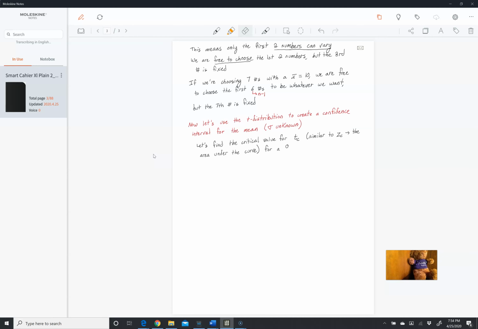So for a 95% confidence level, for a z-score, you needed to know the confidence level too, right? In order to figure out the area under the curve for the z-score, we needed to know the confidence level, because the confidence level is the area under the curve.